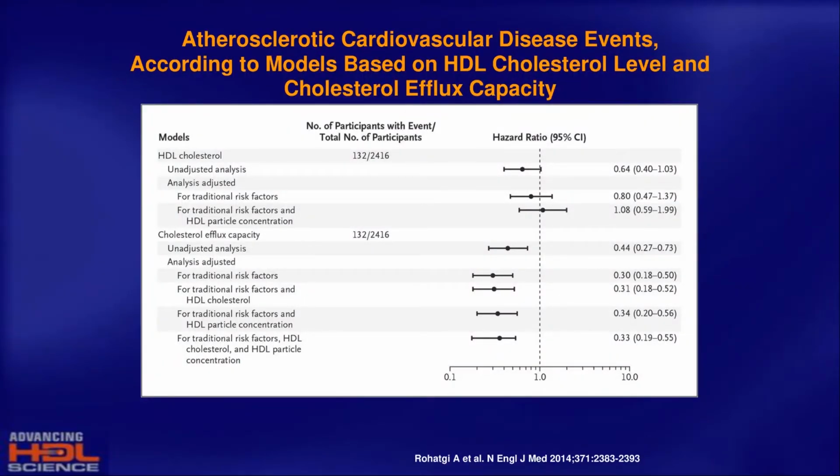In this study from the Dallas Heart Study, they used the BODIPY method, and more efflux meant a lower event rate. In the bottom part here we can see the adjusted analysis for traditional risk factors. Hazard ratio 0.30, including HDL cholesterol, remained significant of the same magnitude, and the same for adjusting for HDL particle concentration. So this is a functional method that provides incremental information about risk beyond HDL cholesterol and beyond HDL particle concentration.